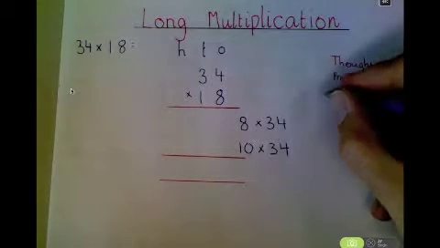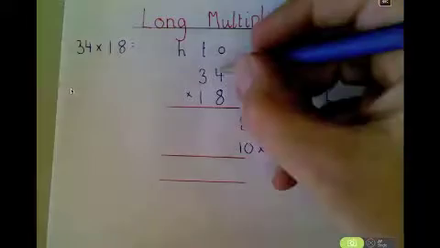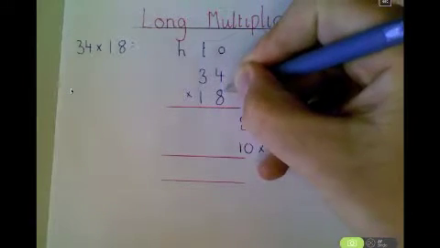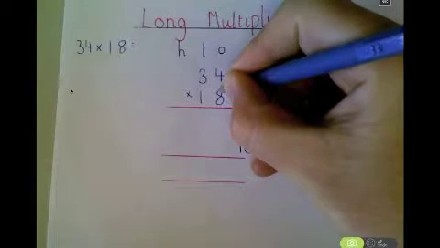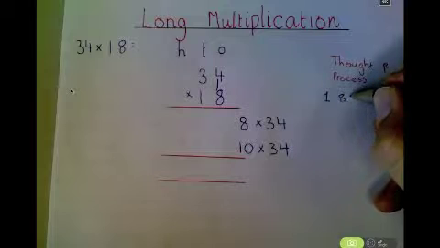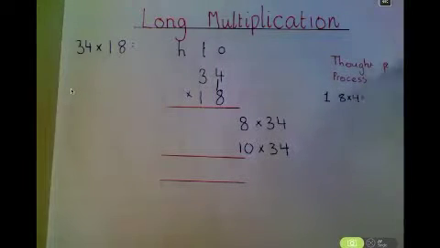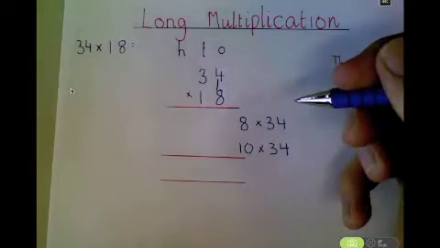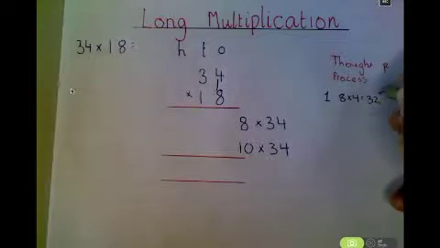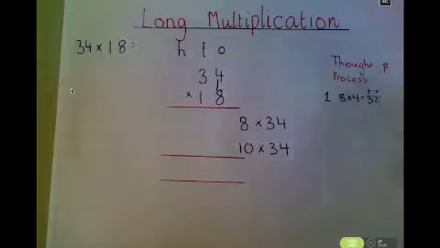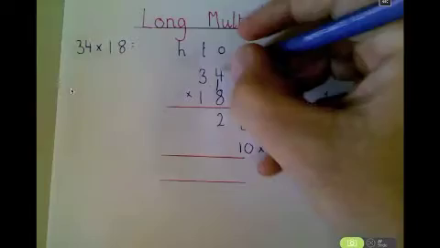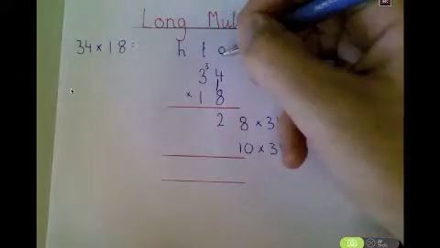Okay, first step. 8, we do the ones, 8 times 4. Now you should know your 4 times table and know that 8 fours are 32. 32 has 2 ones, so we put the 2 here, and 3 tens, so we carry the 3.